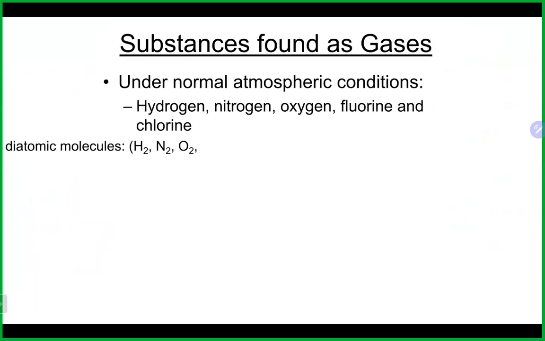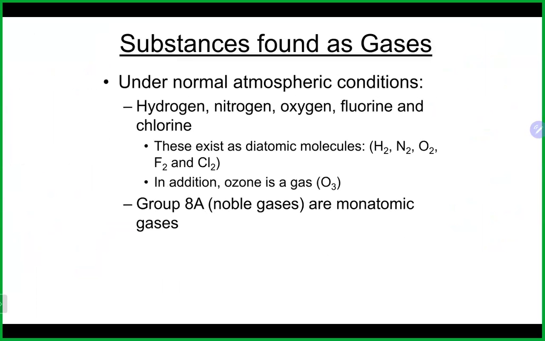Some other substances we find as gases under normal conditions are a lot of those diatomic molecules, which are elements that we talked about: hydrogen, nitrogen, oxygen. Those are H2, O2, N2. Fluorine and chlorine, F2 and Cl2. Ozone is a gas that's three oxygens together. Good in some places, not so good in other places as well.